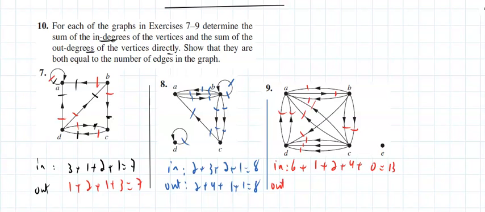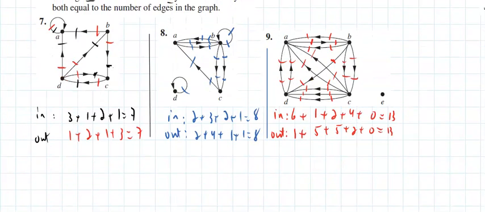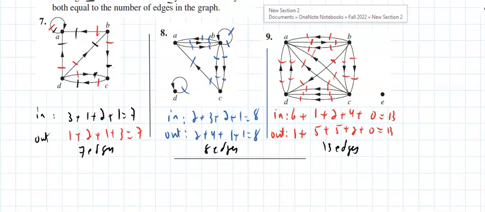And if I go for the out, well, if I go for A, I have just 1 going out. For B, I have going out 1, 2, 3, 4, 5. For C, going out 1, 2, 3, 4, 5. For D, going out 1, 2, it looks like that's it. And for E, that's a 0, 10, 12, 13, they're equal. So we have 7 edges, we have 8 edges, and we have 13 edges. And that's pretty much it for now.